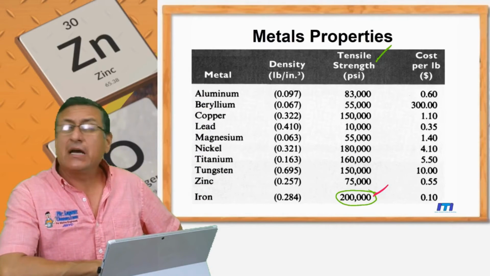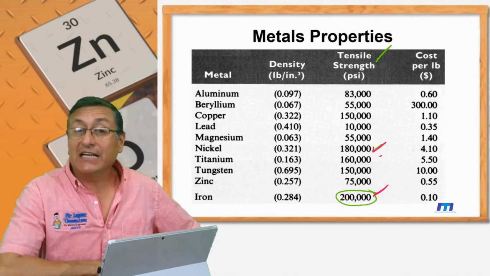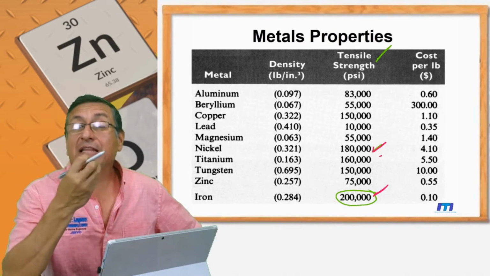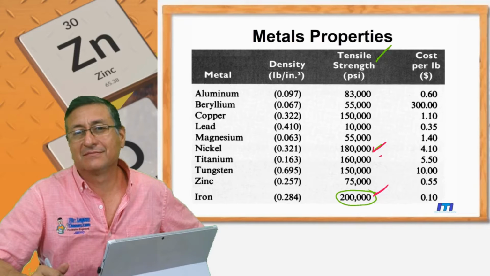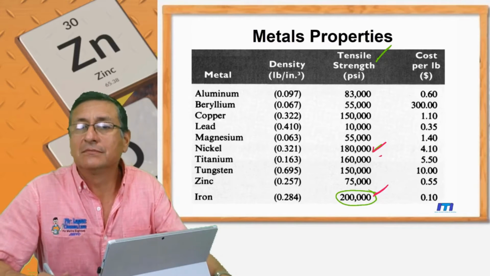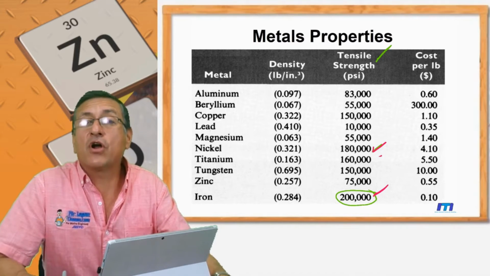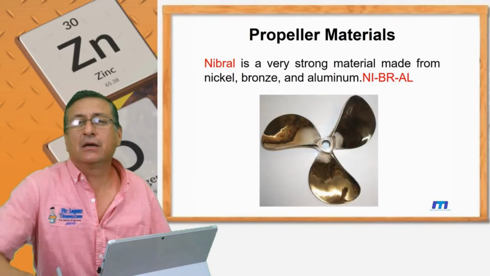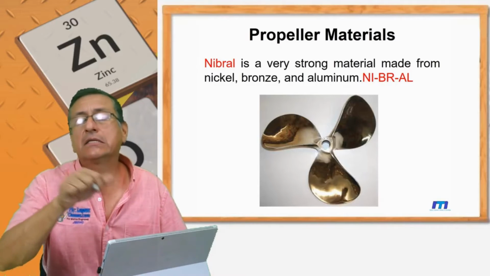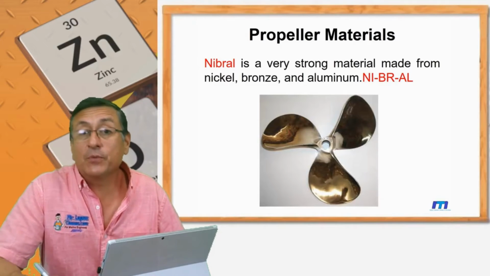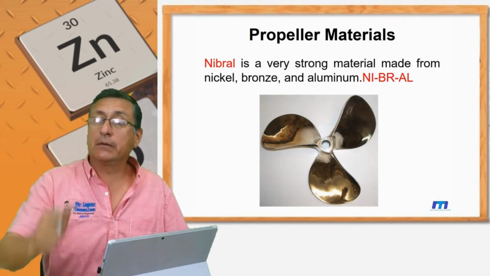What is the second one with high tensile strength? Nickel. For that reason, the alloys of metals with nickel have excellent tensile strength. You remember nickel? The alloy of the propellers is nickel, bronze, and aluminum. That alloy has a tensile strength superior to steel. Yes, the propellers in Nibral have superior tensile strength to steel.